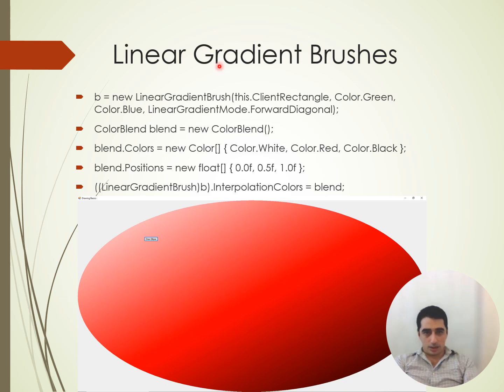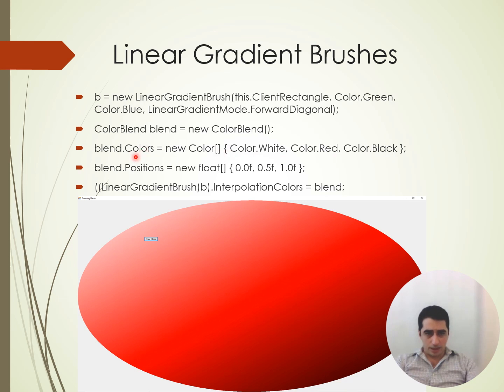Let's see an example. Let's say you have created a new linear gradient brush with the linear gradient mode equal to forward diagonal. It doesn't need to be horizontal or vertical. It can be diagonal as well. It can be forward diagonal or backward diagonal. And then I have created a color blend object called blend, and I have defined an array of 3 colors like this: color.white, color.red, and color.black.